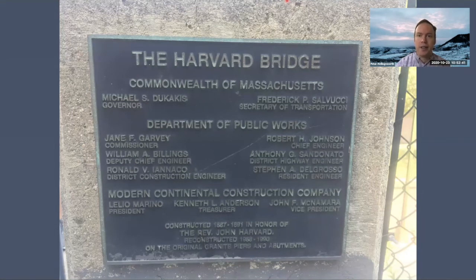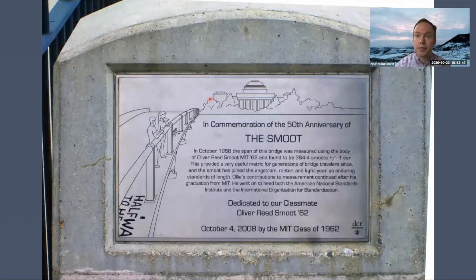In 1958, Oliver Smoot was an undergraduate at MIT. One night after a fraternity party that probably involved a lot of alcohol, Oliver and his fraternity brothers came up with the crazy idea of measuring the Harvard Bridge. What they did is they took Oliver and laid him end on end along the Harvard Bridge to figure out how many Oliver Smoots it was in length. The Harvard Bridge turns out to be 364.4 smoots long, plus or minus roughly about 1 year for measurement error.